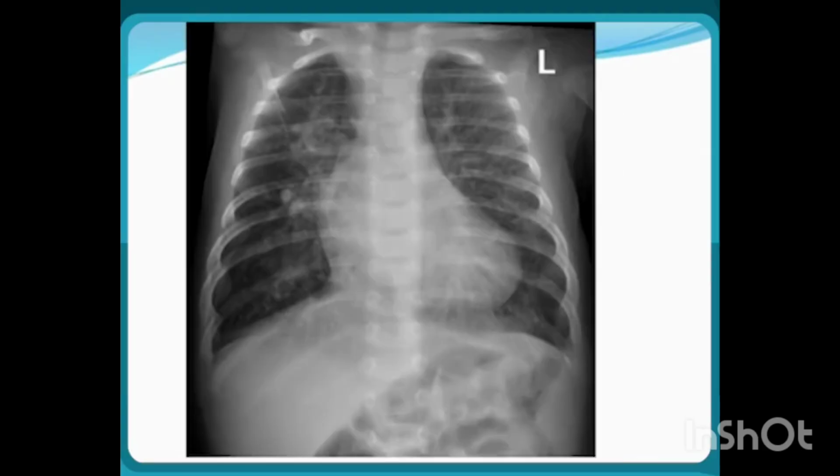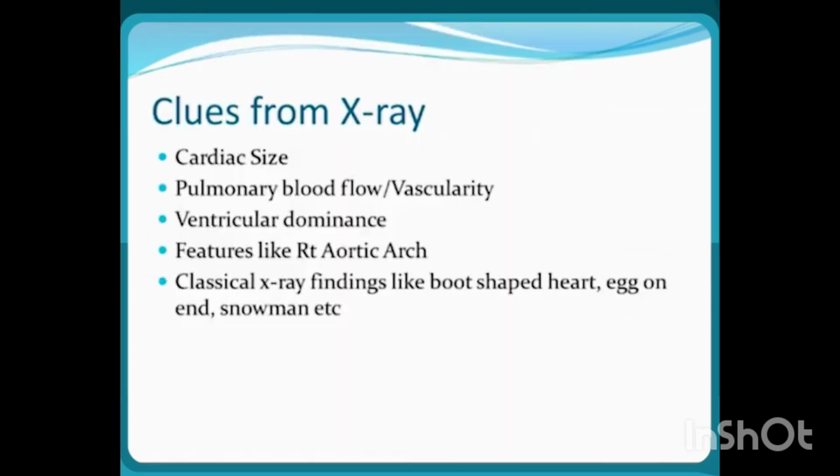In this X-ray you can see typically normal or increased QP, egg on side appearance. This is a classic X-ray of the TGA patient. So what are the clues from the X-ray to go towards the diagnosis of the CHD?